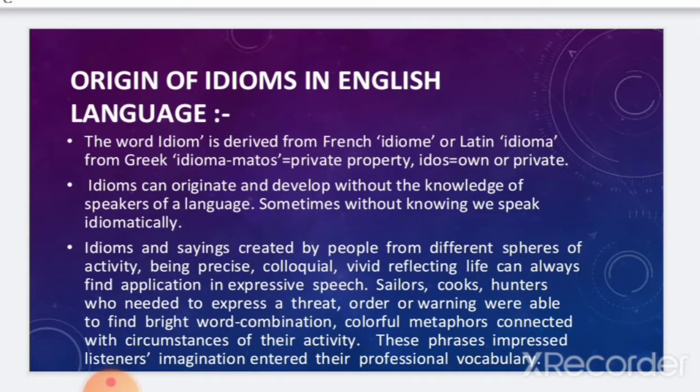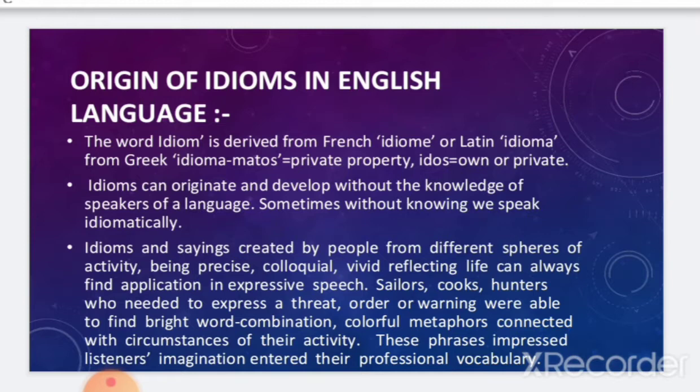Now, let us see the origin of idioms in the English language. The word idiom is derived from French idiome or Latin idioma, from Greek idioma, which means private property, and idios means own or private. Idioms can originate and develop without the knowledge of speakers of a language. Sometimes, without knowing, we speak idiomatically.